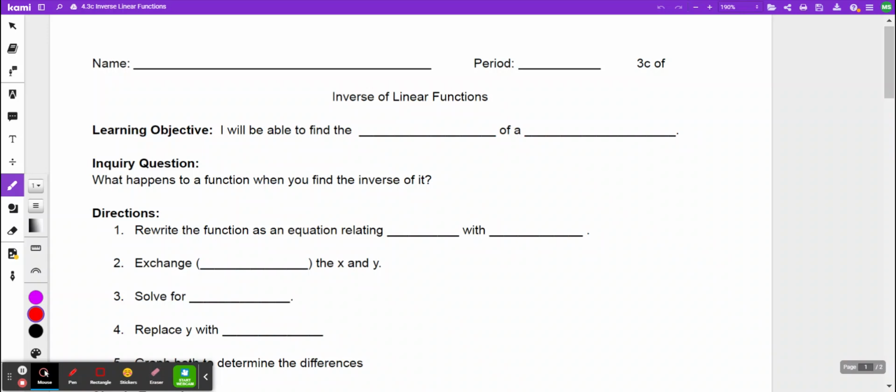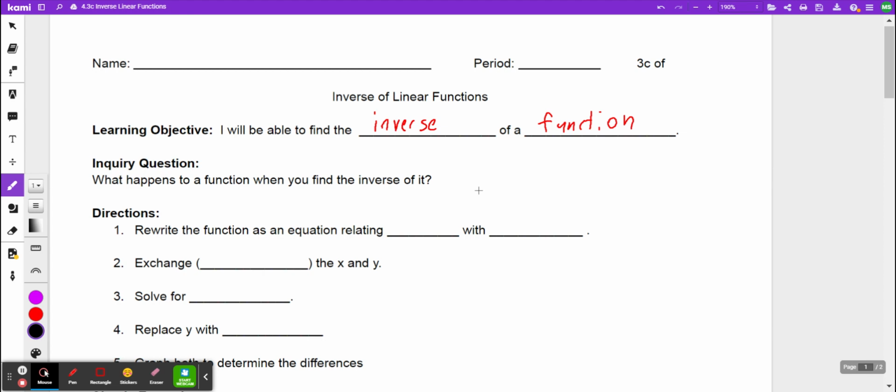Schultz here as we dive into inverse of functions, more specifically, inverse of linear functions. So we will be able to find the inverse of a function. So what happens to a function when you find an inverse of it? Well, why don't we do it and let's see.